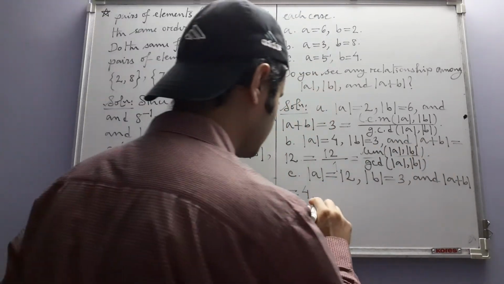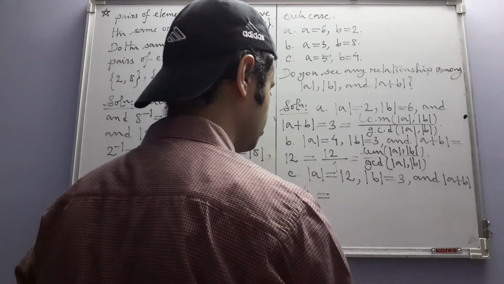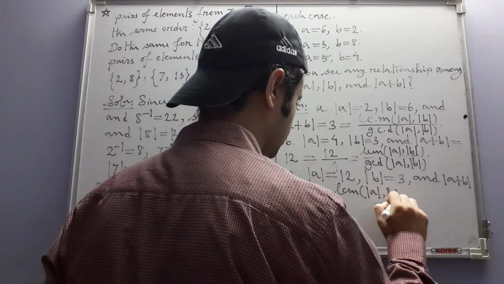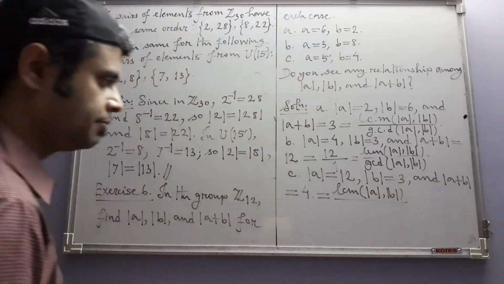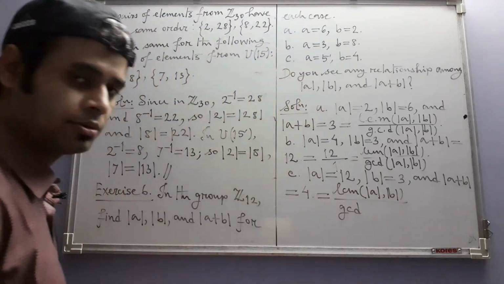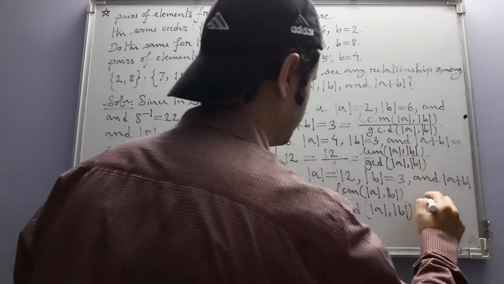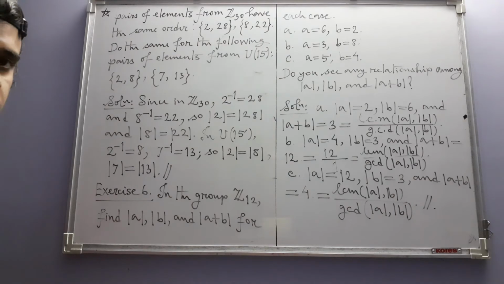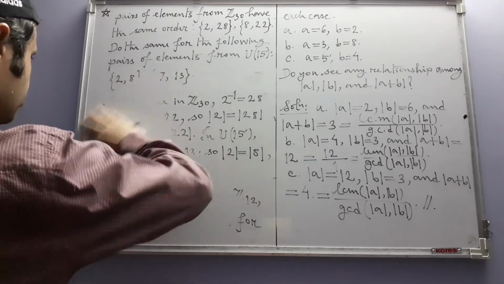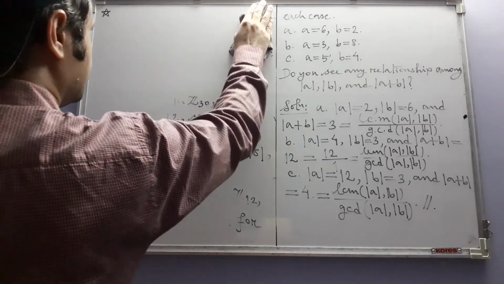And for the third one, what is the LCM? The least common multiple is 12, and the GCD, greatest common divisor, is 3. So 12 by 3 is 4. Yes, it's matching. So that is our guess. It's only a guess at this point, but in general it may be true, may not be true. I should know that, but I have forgotten actually.